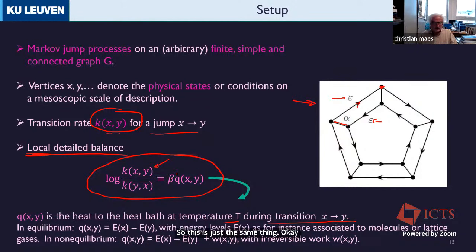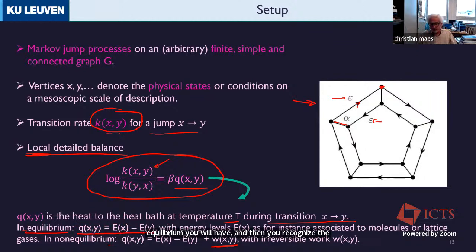At least for one reservoir, which is thermal, at temperature with inverse temperature beta, the non-equilibrium will show in the fact that this Q_xy, which is anti-symmetric in the exchange of x and y, has a part which may be irreversible, in the sense that it does not need to be a difference of energies. So in equilibrium you will have, and then you recognize, the local detailed balance relation.